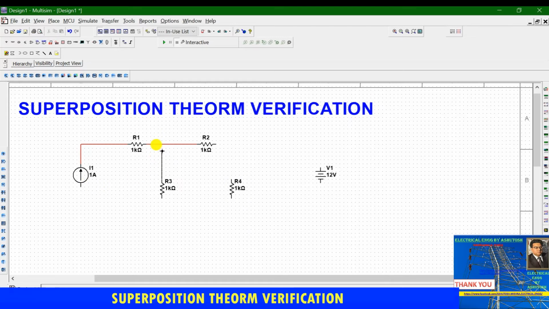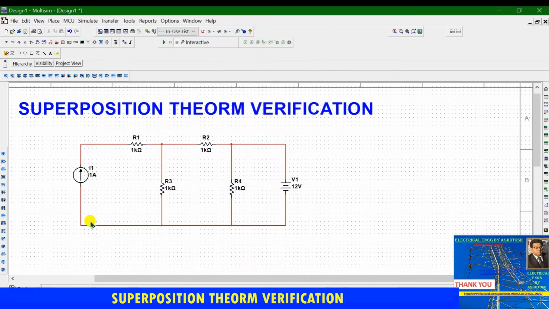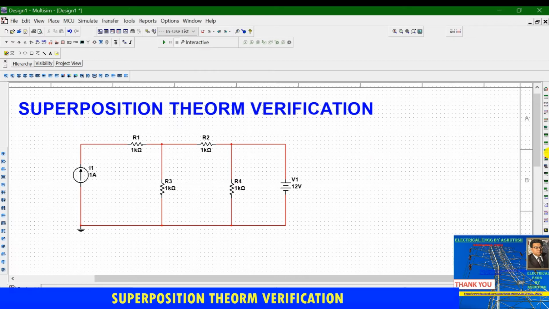Then simply join this circuit, join this circuit also from here. Then drag this voltage source here and join this voltage source from this resistance, and at last join these resistances from this branch. And also you can put a ground like this and connect this ground here. Now our circuit is ready to solve.